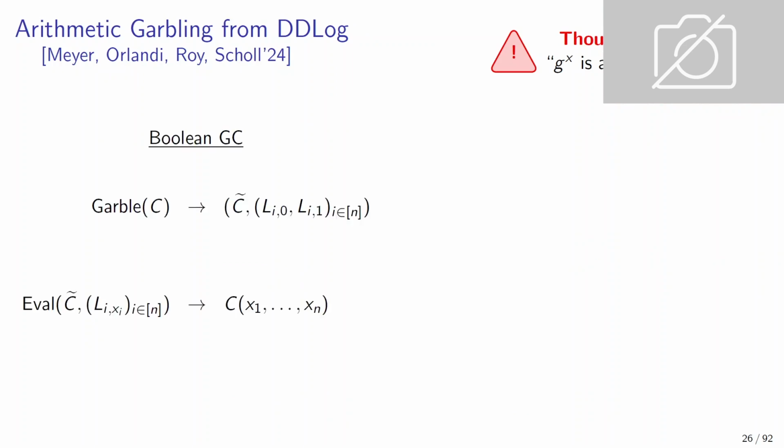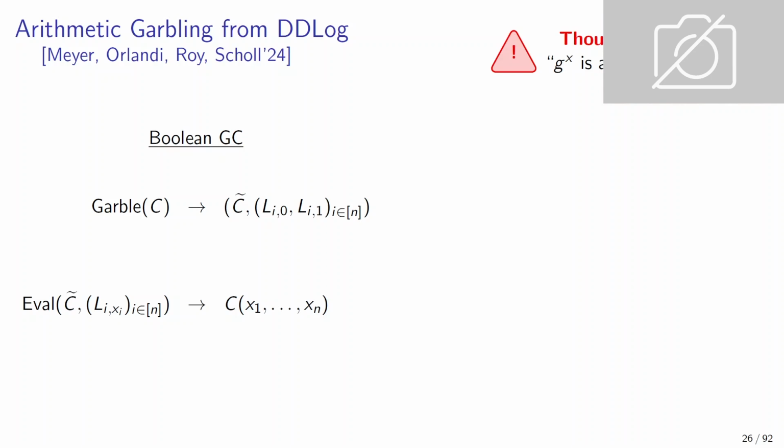Now, the second application is a tiny bit more involved, but follows along the same ideas. So first, perhaps, what is an arithmetic garbled circuit? I'll quickly remind you what it is in the Boolean case. The high-level idea is it's a primitive that allows you to do secure computation in the following way.